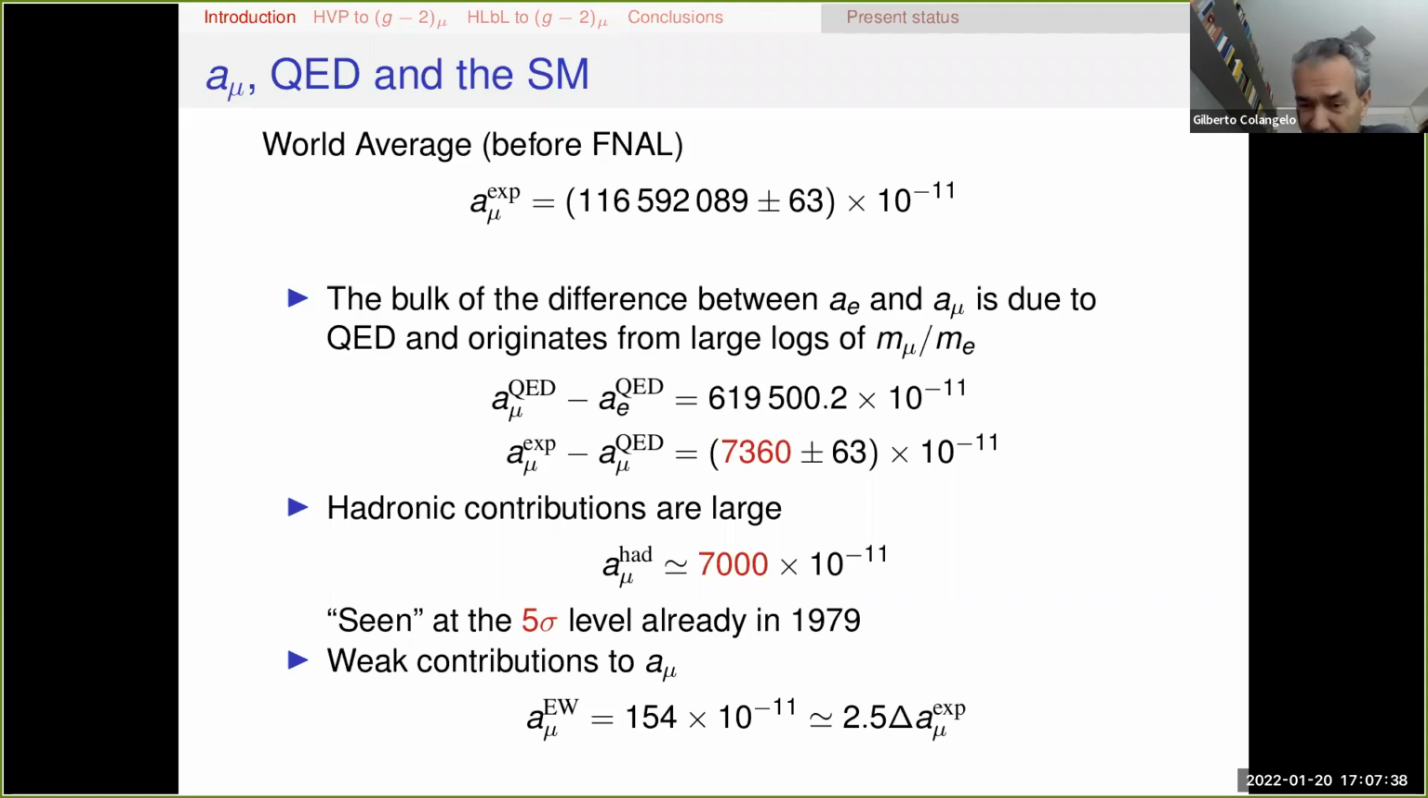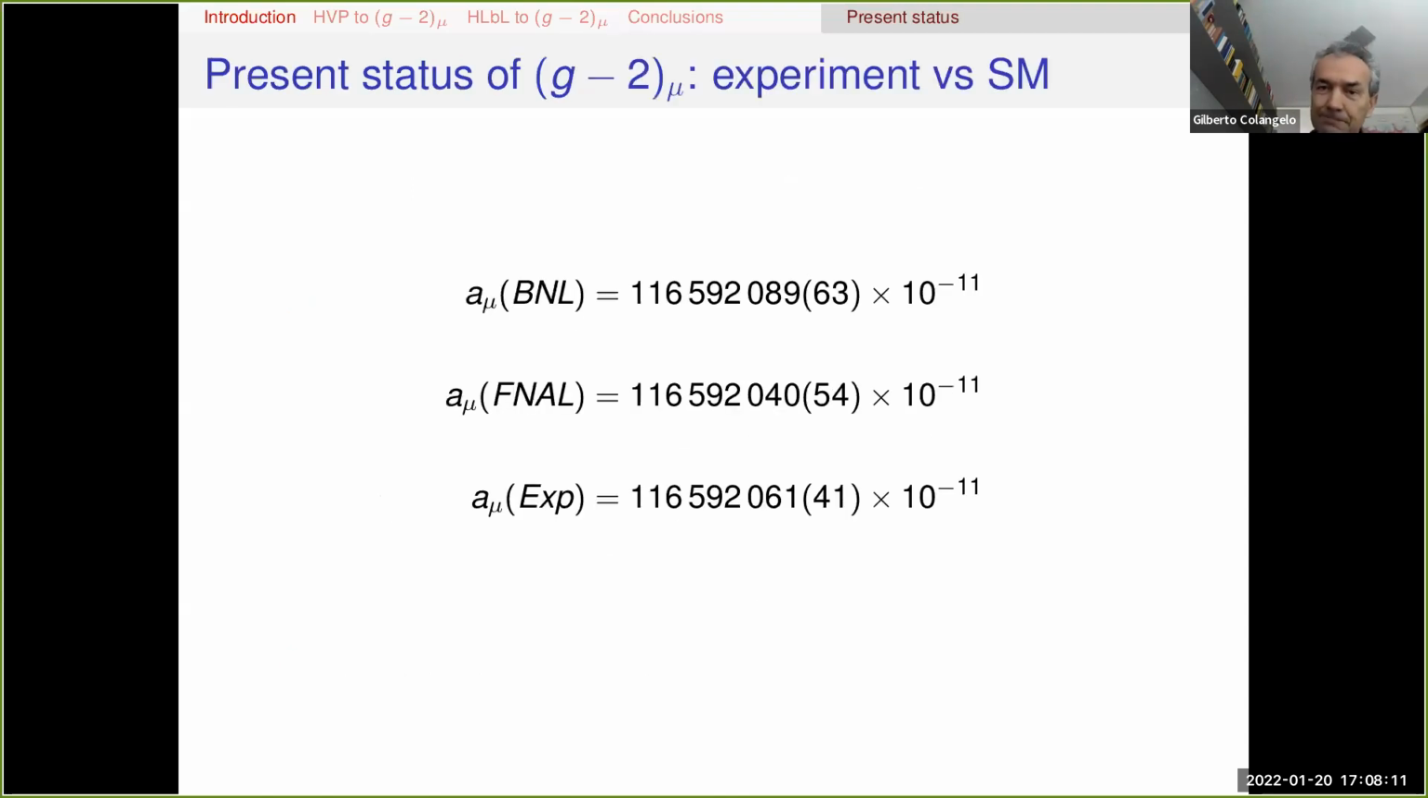If you now estimate again, also at the level of order of magnitudes, the weak contributions, these are an order of magnitude, almost 2, smaller than the hadronic ones. So 150 in 10 to the minus 11, and that's 2.5 times the experimental uncertainty at the end of the Brookhaven experiment. So for the weak contributions, the higher precision of the Brookhaven experiment was needed.